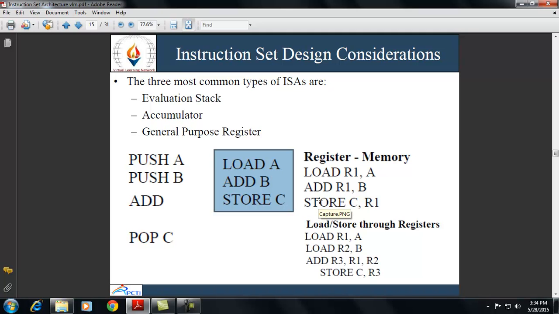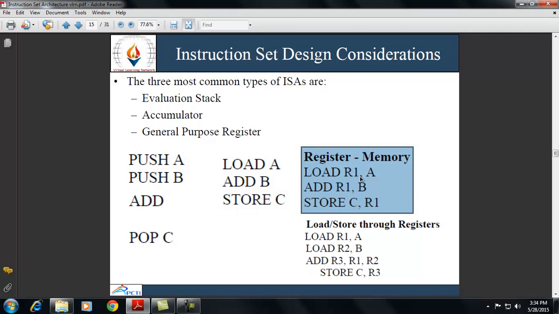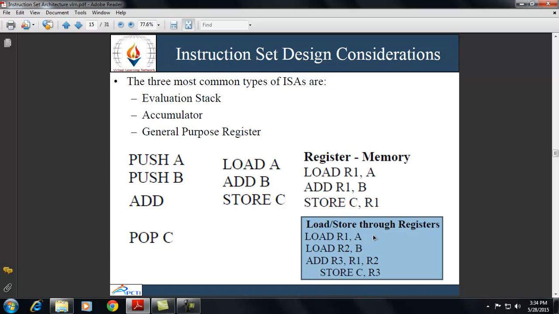And if we want to implement on both the architectures, that is register memory and load store through the register, then the register memory can be implemented by load R1, A, that is A's content is loaded to R1 register, B's content is added with add R1 comma B, it means B content is added with R1, and store C, R1, that is R1 content is stored in C. And load store through registers contains load A to R1, B to R2, add R3, R1, R2. It means R1 and R2 are added into R3 and the final result from R3 is stored to C.